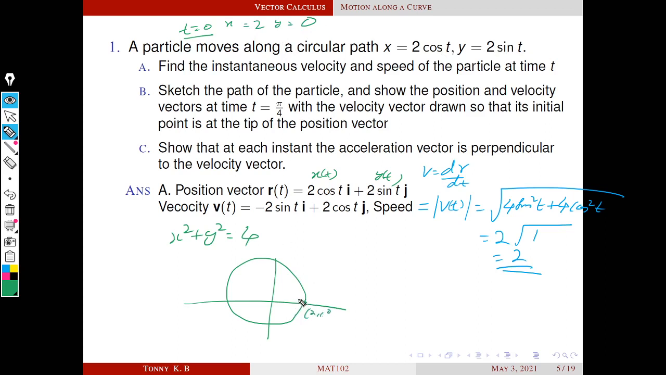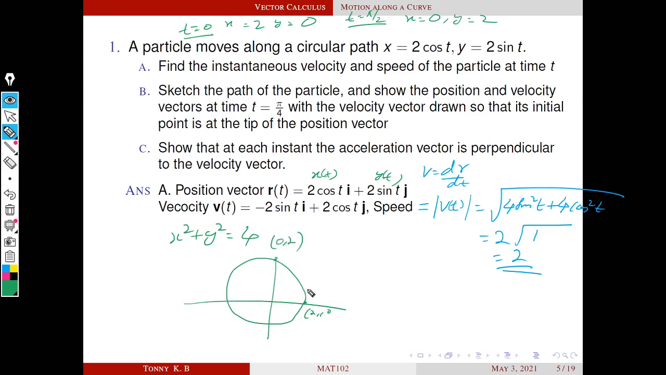And suppose t is gradually increasing, what happened? This direction or this direction? For example, suppose you substitute t equal to pi by 2. When t equal to pi by 2, what about the x value? The x value is 2 cos pi by 2, which is 0. And its corresponding y value is 2 sin pi by 2, which is 2. So this is the point (0, 2).